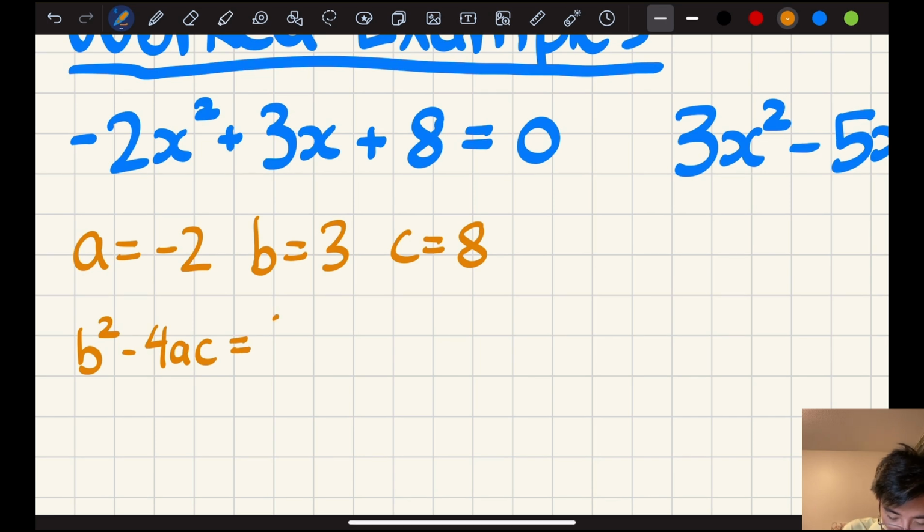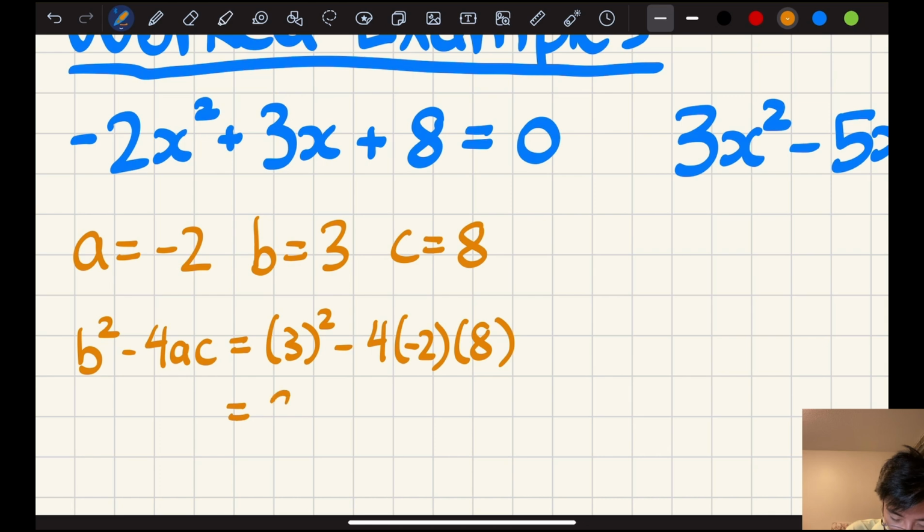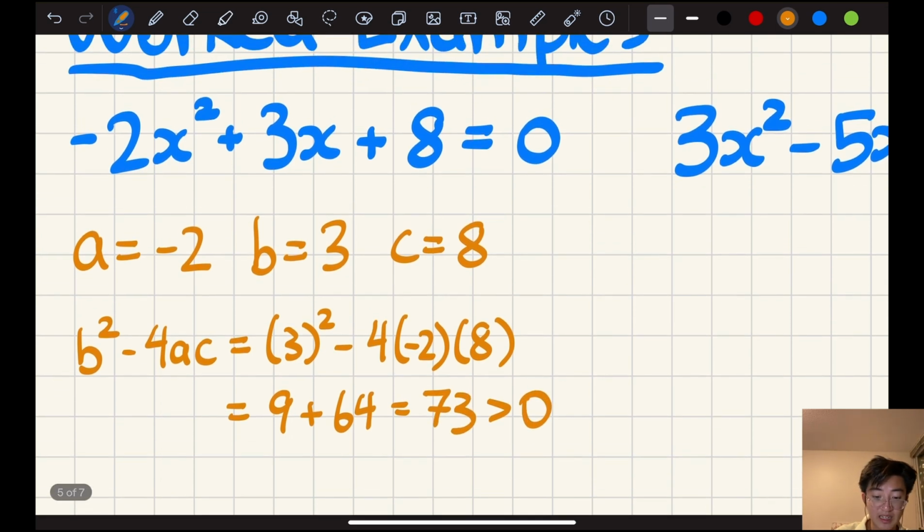b squared, we know that's 3 squared, minus 4 times a, which is negative 2, times 8. So from that, we get 9 plus, since 4 times 2 is 8 and 8 times 8 is 64, but because you have two negatives, we have a plus. 9 plus 64 is 73. We know 73 is bigger than 0, which means that this question right here has two solutions. So we can box the discriminant and say two solutions.